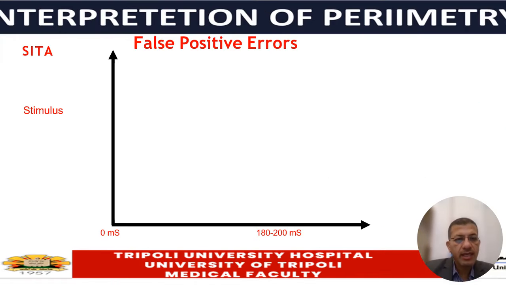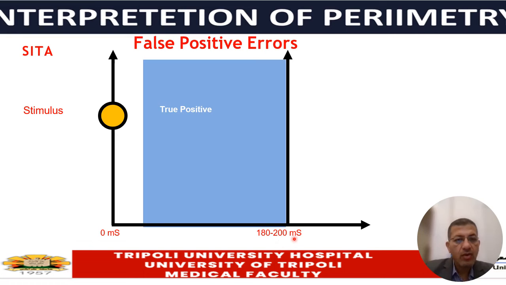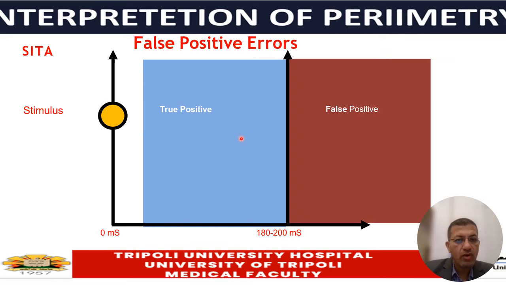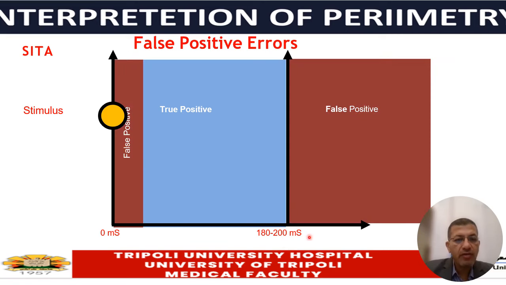Now, SITA Standard or SITA Fast assumes another way for detecting the false positive. For example, if we throw a stimulus to the patient, the machine will be able to determine the lag time for the response of the patient, the response time. The response time is around 180 to 200 milliseconds. So in this case, the response is a true normal response. Now, if the patient responds before this time, that is in 50 milliseconds or less, this indicates it is false positive. So if it is pressed immediately without seeing the light, it regards this as a false positive. So this is adopted by SITA.